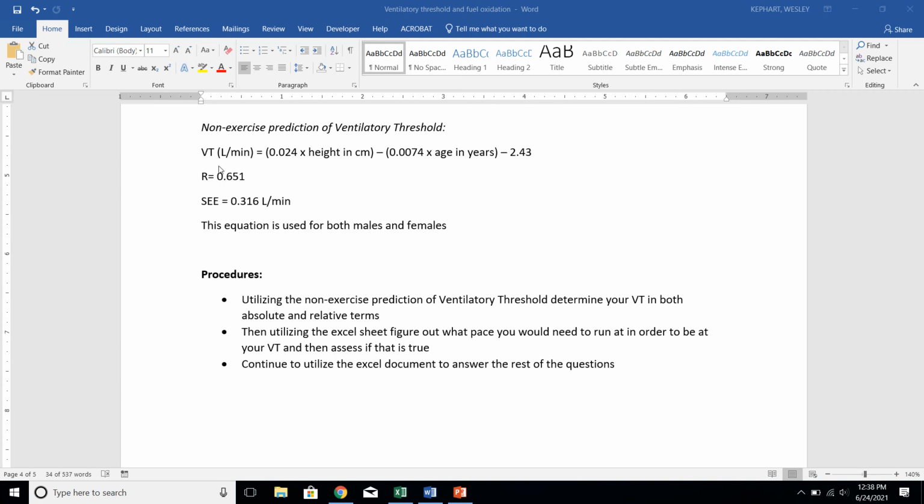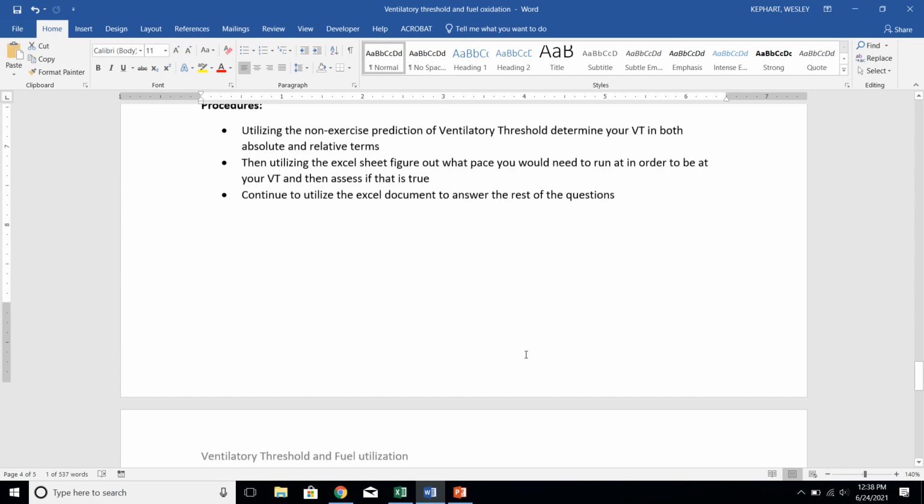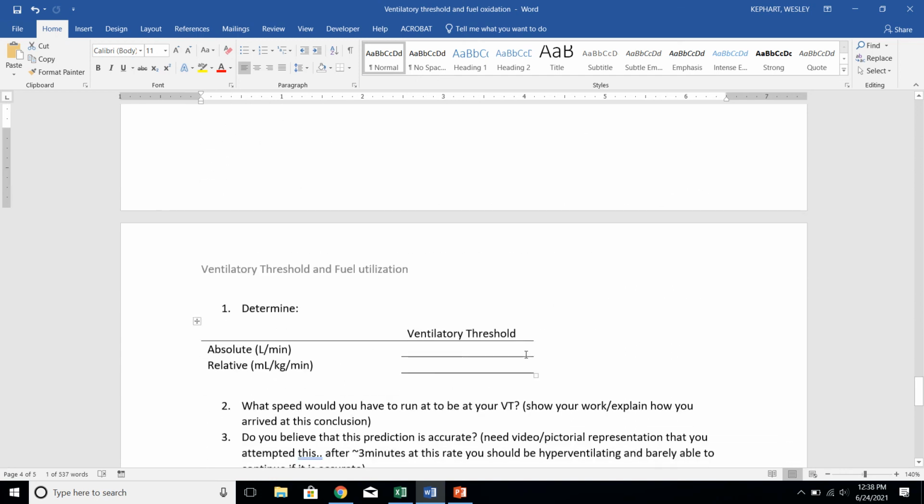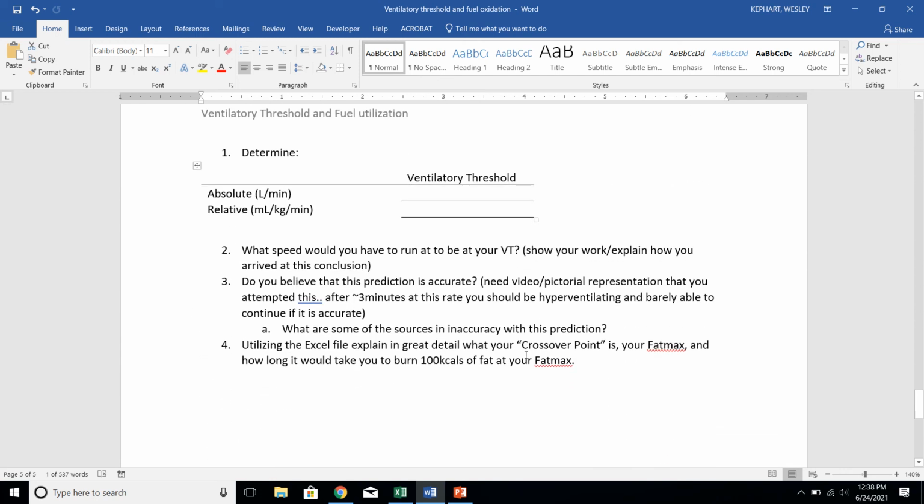But with this, something to keep in mind is that this equation, VT in liters per minute, that's absolute VO2, right? So you're going to need to be mindful that that's absolute, and a lot of the equations that we're going to use are going to be looking more at relative, right? So I'll take you to there momentarily. I just wanted to cover a few of these other things.